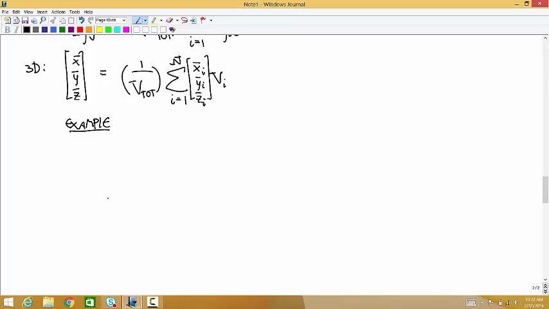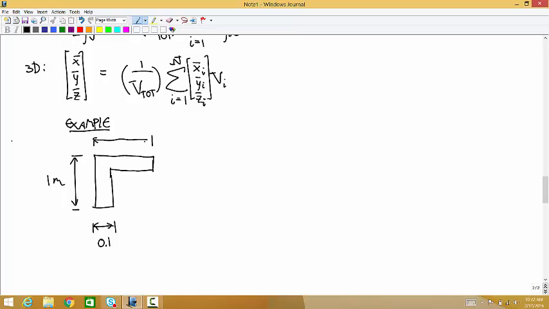So let's say that we have a shape like this. Let's try to make that. Okay, so those are the same thickness. Let's say that thickness is 0.1 meters. Let's say that this height is 1 meter, and this width is 1 meter.